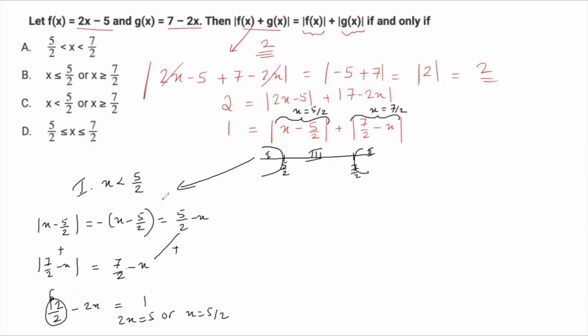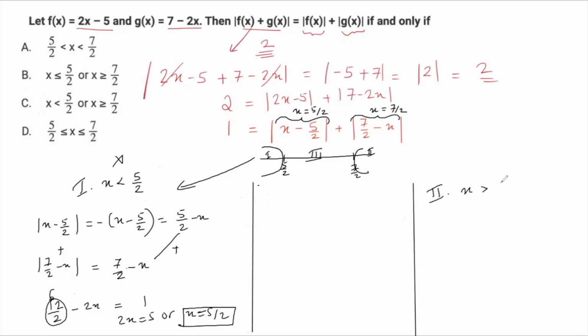We started with the assumption that x is less than 5 by 2, but we have got the answer as x is equal to 5 by 2. So from this, I get the answer that x is equal to 5 by 2 and not less than 5 by 2. Okay. This was our first case, guys. Similarly, I'll take the second case now.